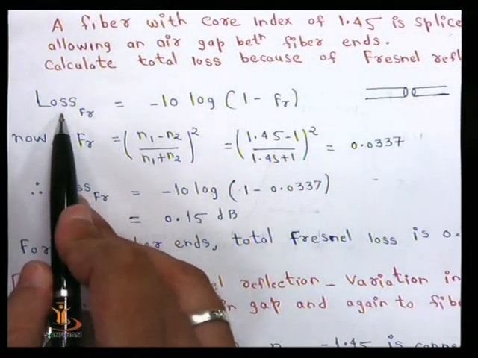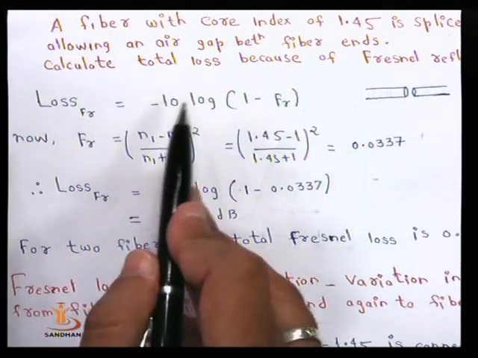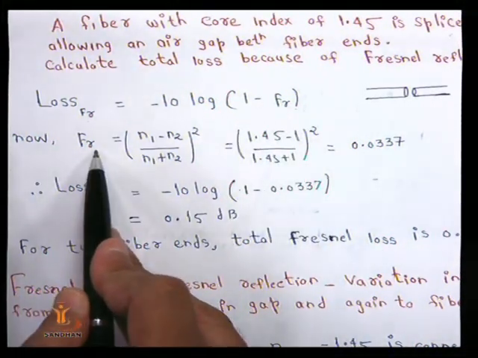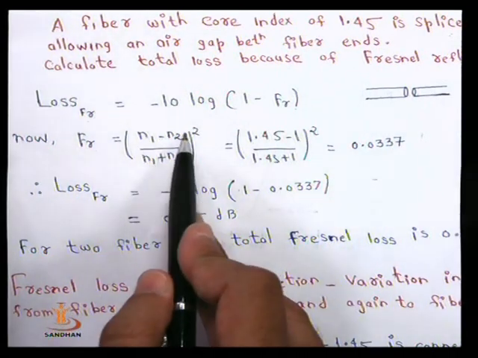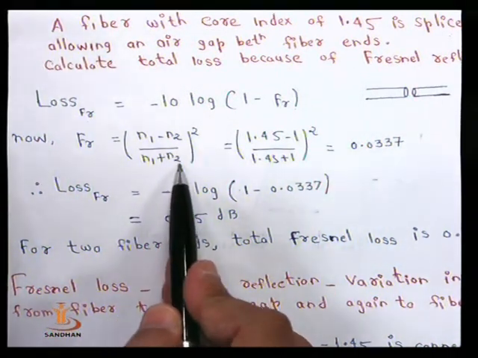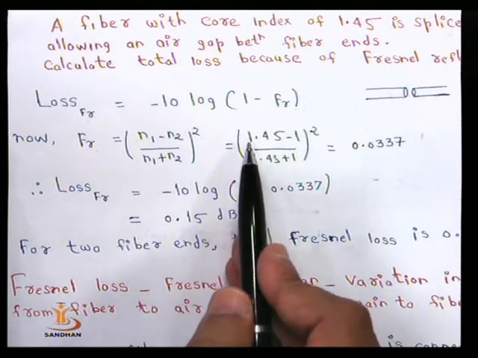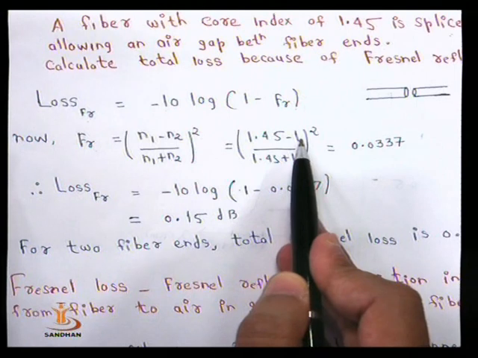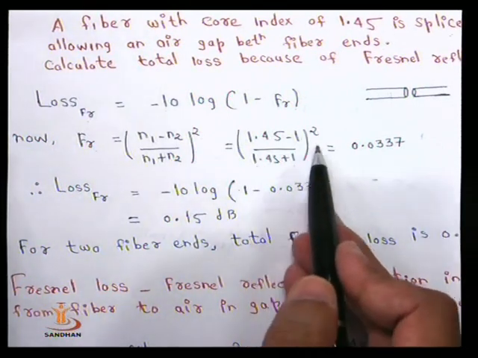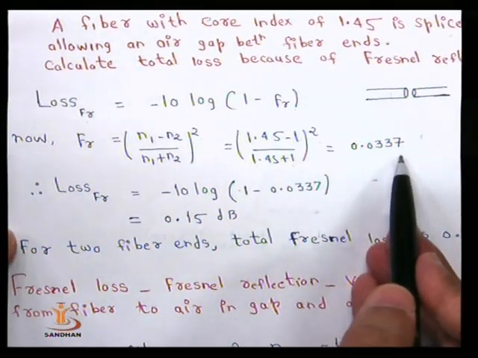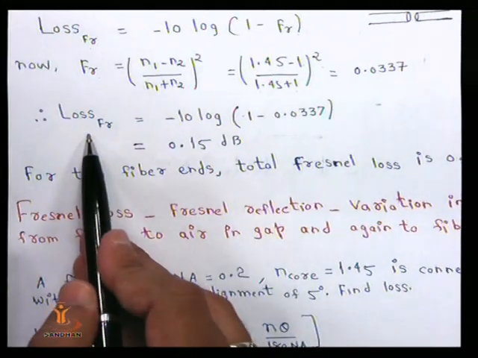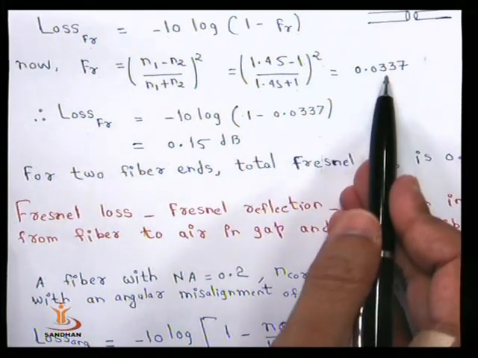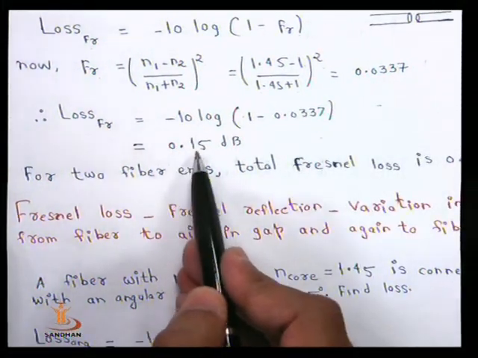First of all, Fresnel loss, the formula is minus 10 log (1 minus Fr). Now Fresnel reflection is nothing but ((N1 minus N2) divided by (N1 plus N2)) whole square. N1 is 1.45, N2 is 1; here 1 is the refractive index of air. With 1.45 plus 1 whole square, we are getting 0.337. Now the loss equals minus 10 log (1 minus Fr), and with the value of Fr here, you can say 0.15 dB.